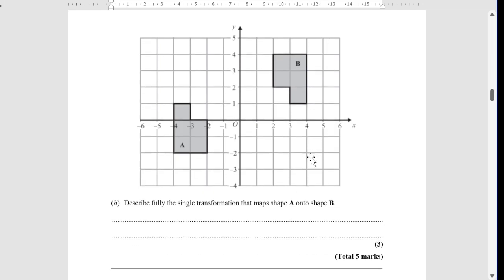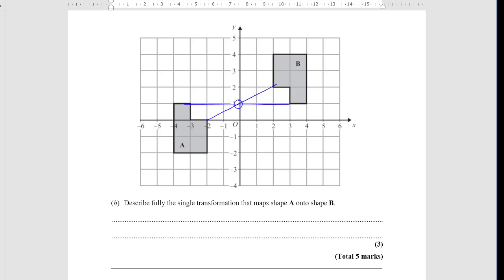For the second part, describe fully the single transformation that maps A onto B. Looking at it, I can see the orientation has changed. It's been turned 180 degrees. So the only thing I need to really work out is the center of rotation. And if I join 2 or more like points together, they will cross through the center of rotation. I've not drawn that very well, but you get the idea.